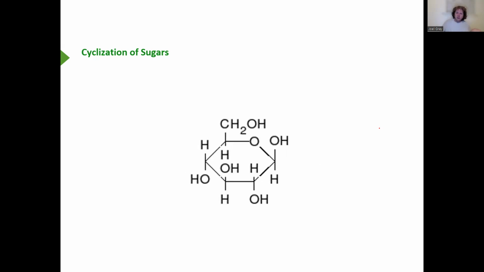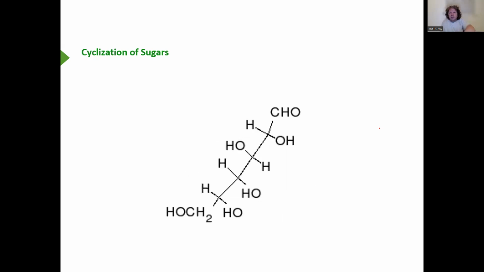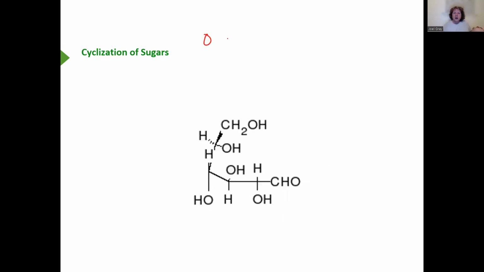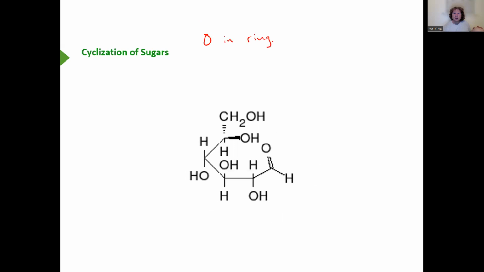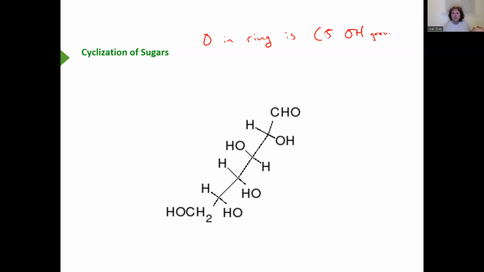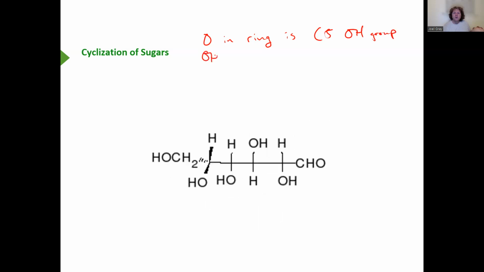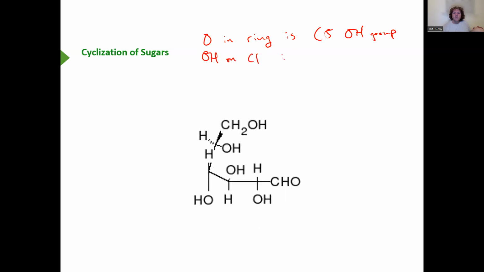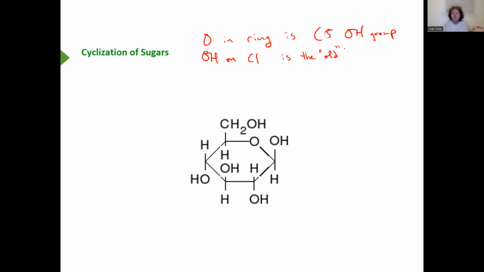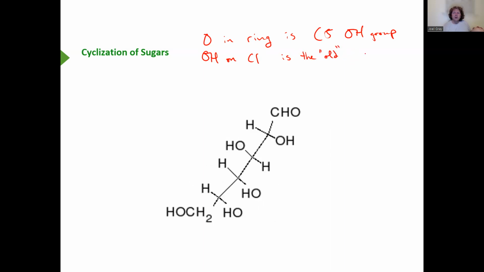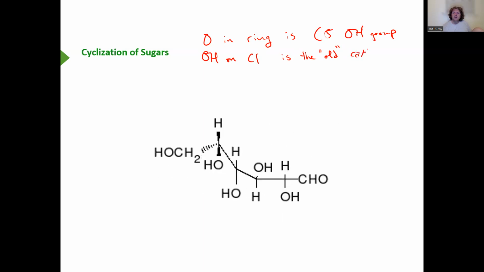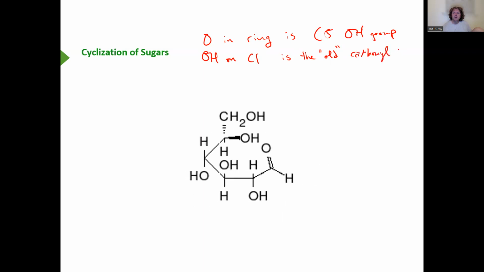I know that it always ends up as a little bit of a confusion, but what I'd like to say is the oxygen in the ring is the C5 OH group. And the OH on C1 is the old, I'll just put it in quotes as old, carbonyl oxygen.